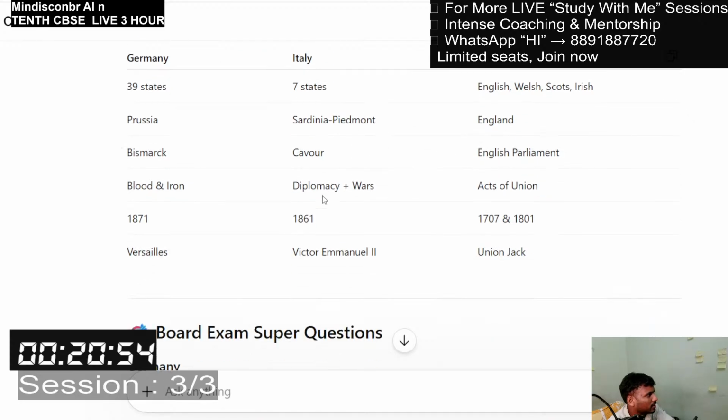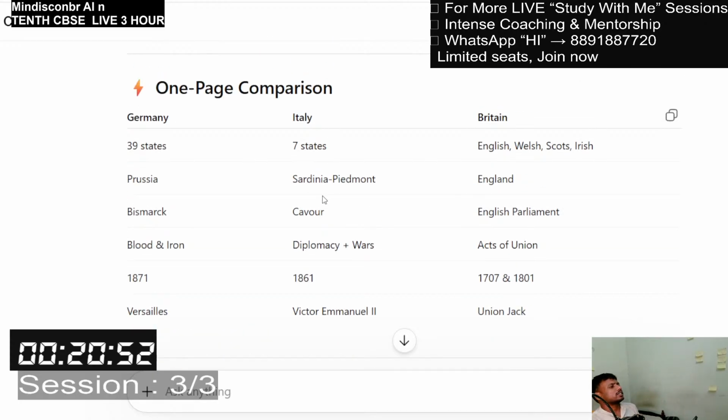One page comparison: Germany, Italy, and Britain. Germany 39 states, Italy 7 states, Britain English, Welsh, Scots, and Irish. In Germany, the main nation that led German unification was Prussia. In Italy, it was Sardinia Piedmont, and in Britain, it was England.